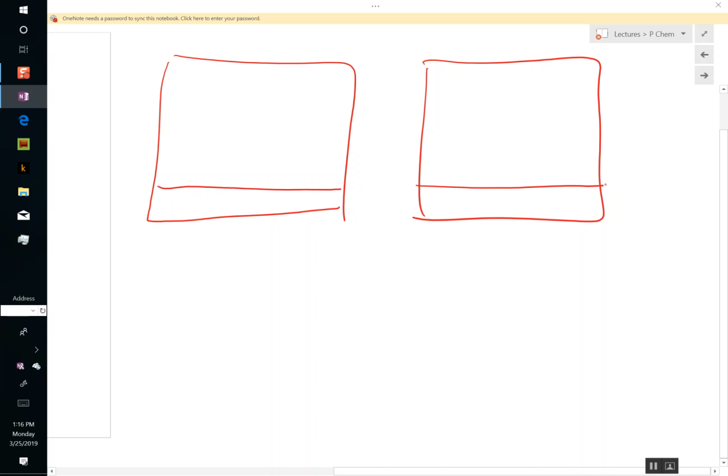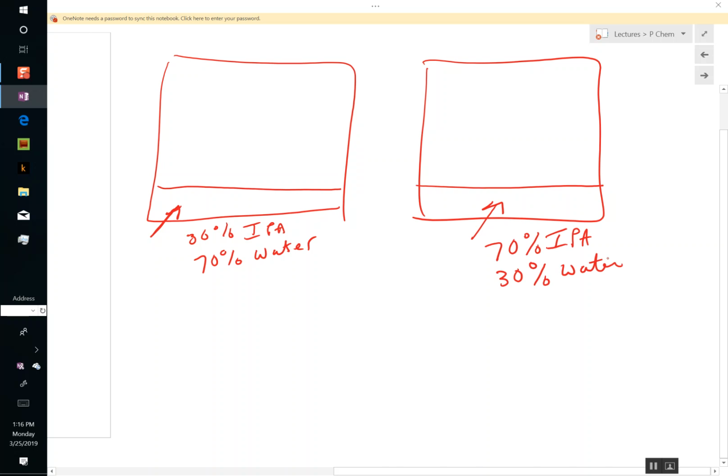Okay, here's a question for you. Let's say we have two containers here, and this one is 30% IPA and 70% water. Isopropyl alcohol. And here, this one is 70% isopropyl alcohol and 30% water. This is just a hypothetical. What do you think the composition of the vapor above these two solutions is?